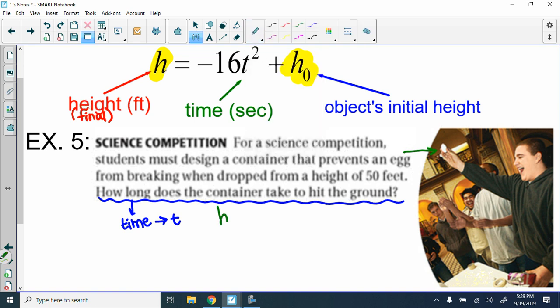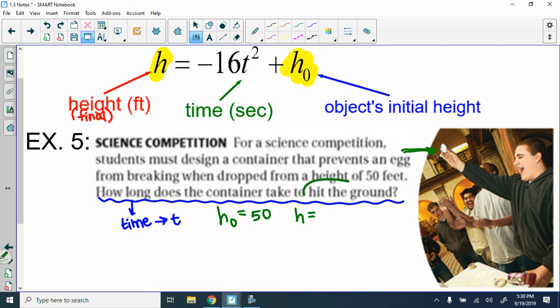Okay, so we know it starts up here. He's starting from an initial height, h sub 0 of 50. The harder one to come up with, don't make it too hard here, is what's our final height? Well, it tells us.